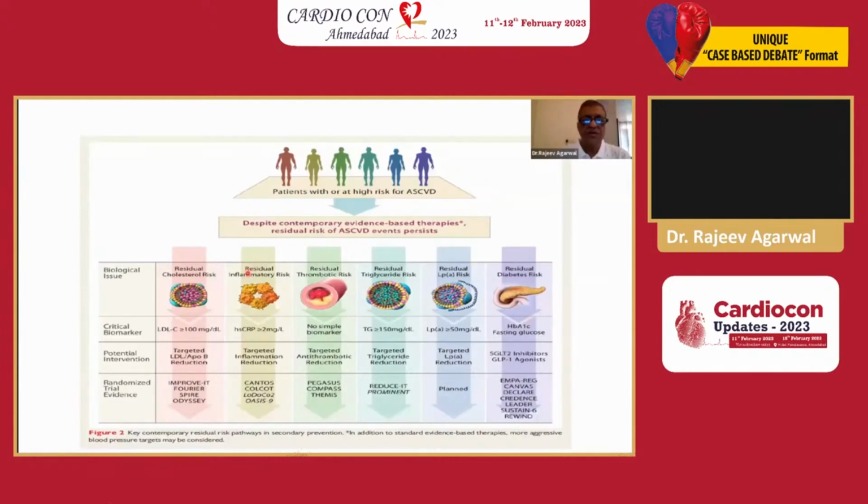We have residual inflammatory risk, which is an accepted risk factor, but tools are very limited. Residual thrombotic risk, where tools are there in terms of prolonged dual antiplatelet therapy or low dose rivaroxaban. As far as lipid is concerned, we have two pillars: TG risk reduction and LPA reduction. So my topic confines me to these two pillars, how we are positioned on these two fronts.